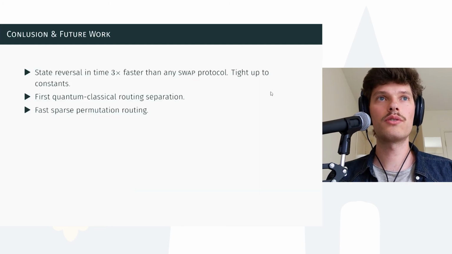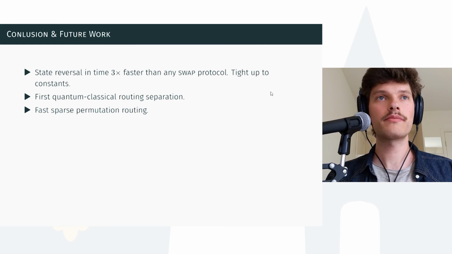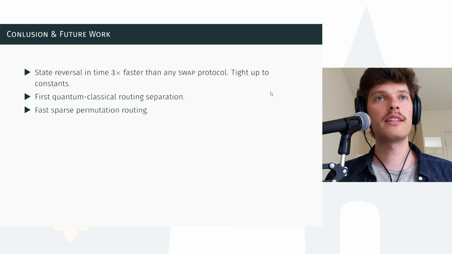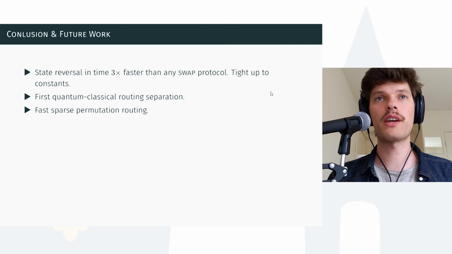So to conclude, we saw that state reversal is possible in a time 3 times faster than any swap protocol, and that this is tight up to constants. We also showed the first quantum classical routing separation using fast reversals and a sorting algorithm. And finally, we also showed fast routing for sparse permutations.